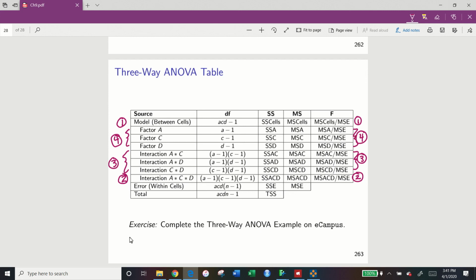At this point, the last note of these slides is asking us to complete the three-way ANOVA examples on eCampus. I am going to do that in a video, but I'm not doing it in this notes video. I'll do it along with the two-way ANOVA examples. I'll probably do one video for the two-way and one video for the three-way examples.